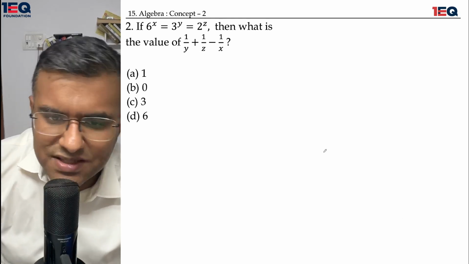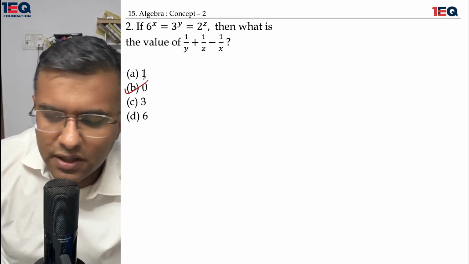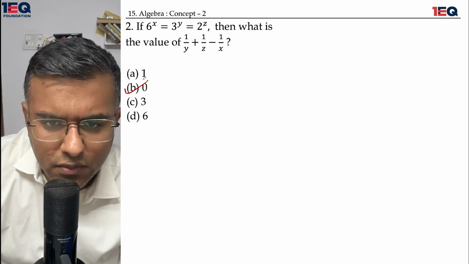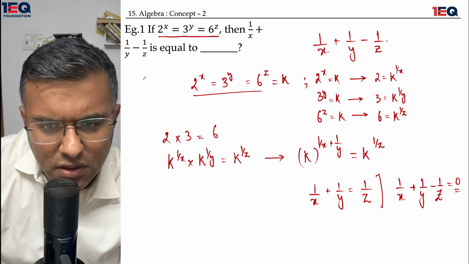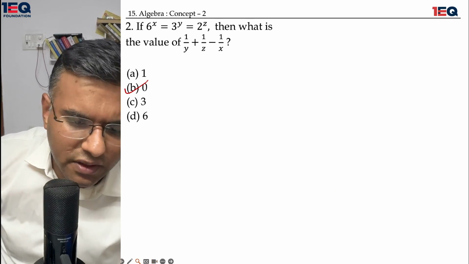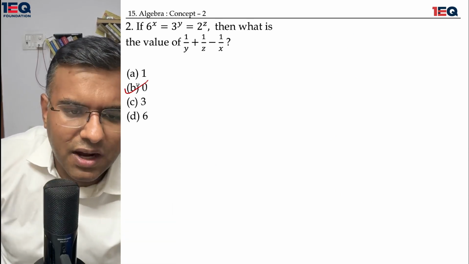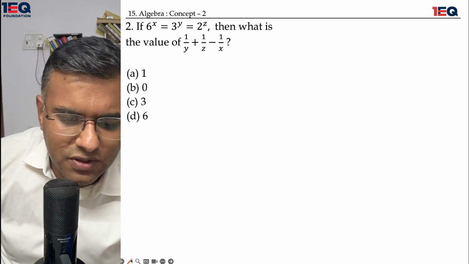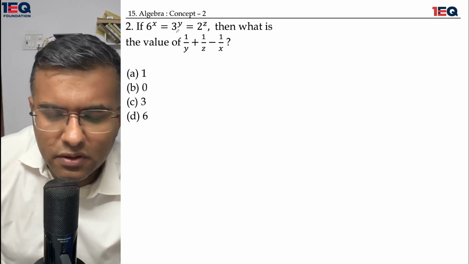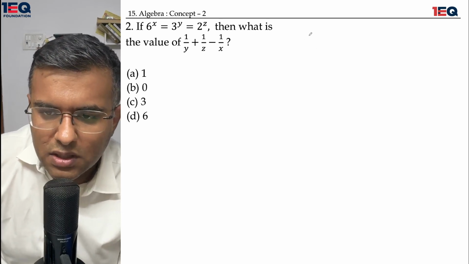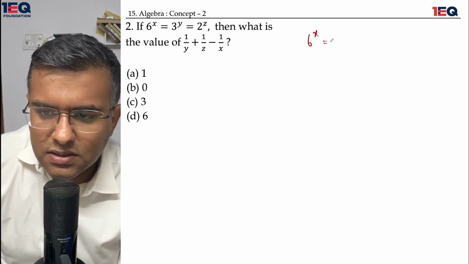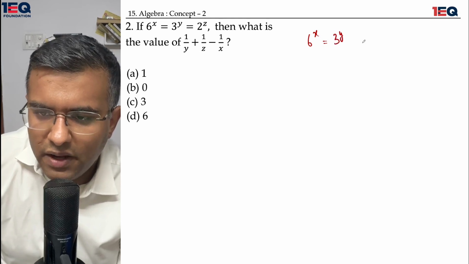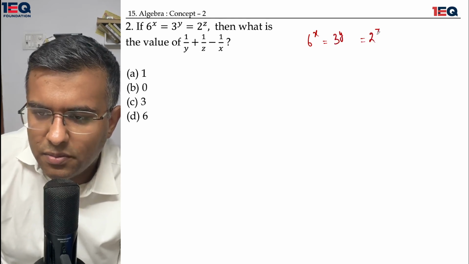This is the same question which we did there. And no, this is a little different. Let me quickly solve it. Why did I mark the answer with so much confidence? Overconfident math. So 6 raised to the power x is equal to 3 raised to the power y is equal to 2 raised to the power z.